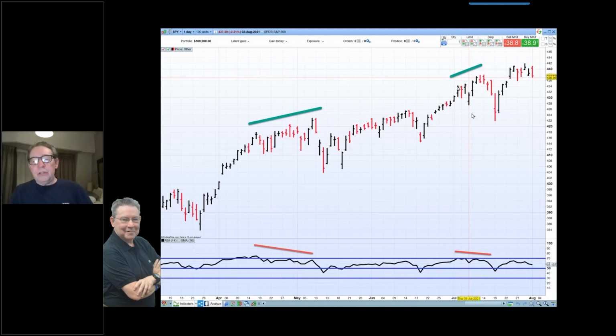So divergences are not a trading system by themselves. They don't tell you where to buy or where to sell. But what they do tell you is there's about to be a trend change, a significant counter-trend move. So get ready, don't be an idiot.